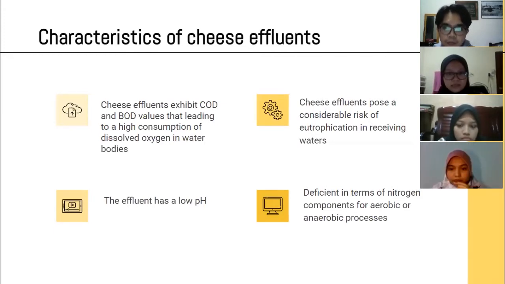animals and humans. In addition, cheese effluent composition may be considered deficient in terms of nitrogen components for aerobic or anaerobic processes. So this cheese manufacturing industry is responsible for three main types of effluents: cheese whey resulting from the cheese production, second cheese whey resulting from cottage cheese production, and the washing water of pipelines, storage and tanks that generates a wastewater called cheese whey wastewater. This effluent also contains cheese whey.